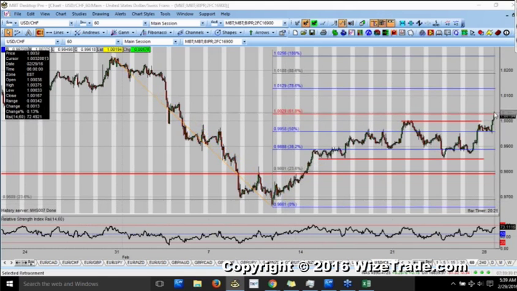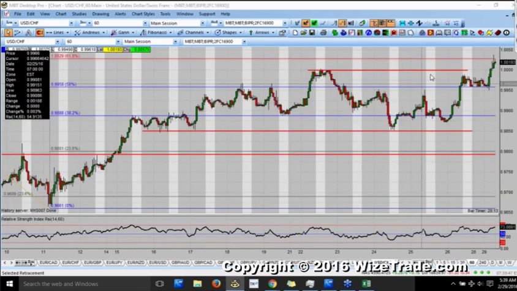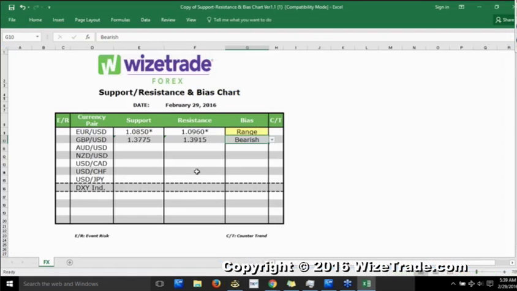So we're challenging the 618 retracement right now, and I mean, I don't think I'd want to be long ahead of today's highs. So 1.0037, that's going to be good resistance today. 1.0037. I still think we're in a range here.